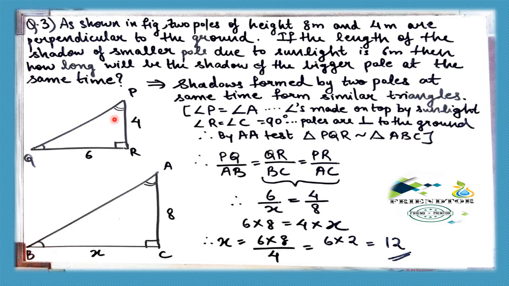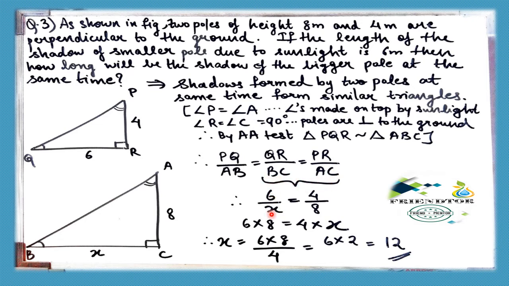Now once we know that these triangles are similar, then we can use the ratios to find x. So PQ upon AB is equal to QR upon BC is equal to PR upon AC. Okay, because we know that when two triangles are similar, the corresponding sides are in the same ratio. So now we use just this part to find x.